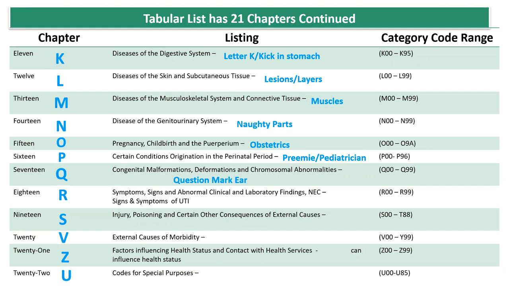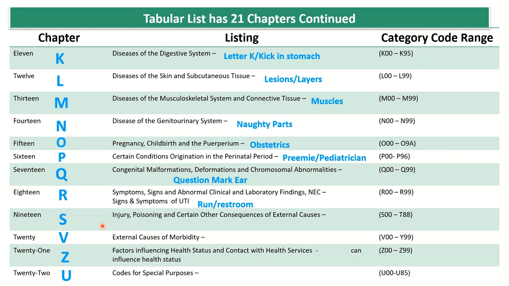Chapter 18, this is where you'll find the symptoms, the signs, and abnormal clinical and laboratory findings not elsewhere classifiable. And these conditions begin with the letter R, R00 through R99. R is your code range, and an example of signs and symptoms is running to the restroom, which are clinical indicators that suggest that a patient has a UTI.